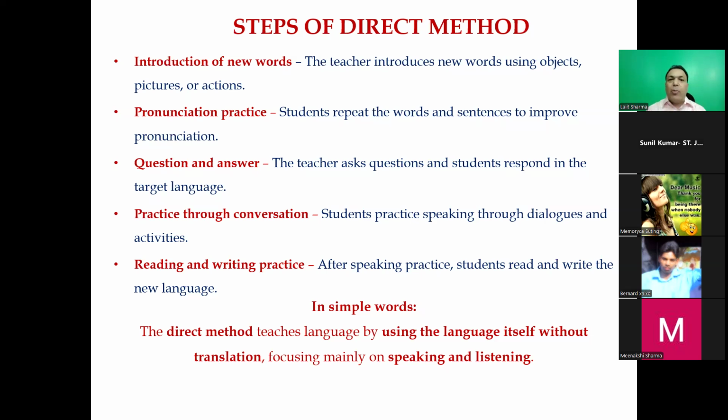But you know what happens in the other boards, in the other schools, you have seen that even the English teacher is speaking in Hindi. So how will the student develop English, how will the student develop the pronunciation level, right? Next, practice through conversation. Students practice speaking through dialogues and activities. Reading and writing practice. After speaking practice, students read and write the new language. In simple words, we can say that the direct method teaches language by using language itself without translation, focusing mainly on speaking and listening. Speaking and listening, translation नहीं है, speaking and listening.